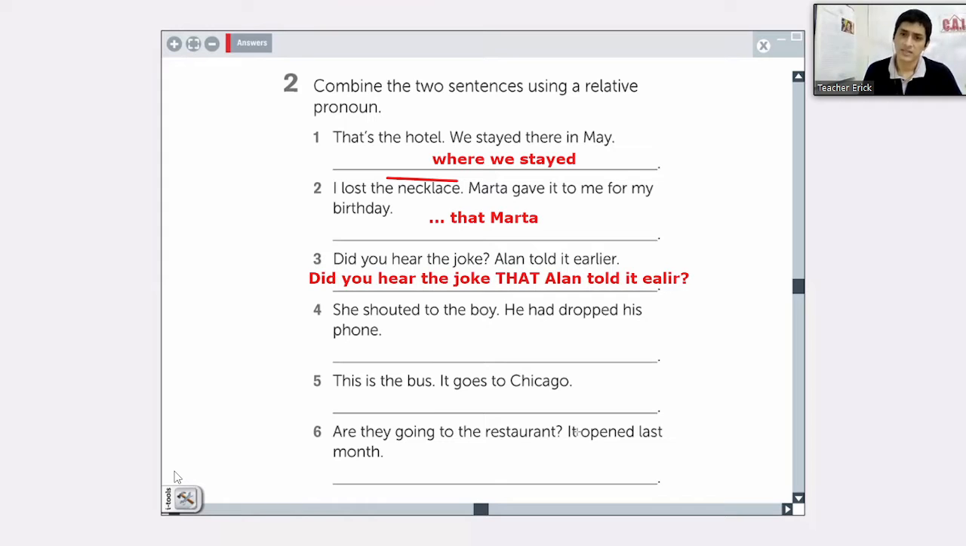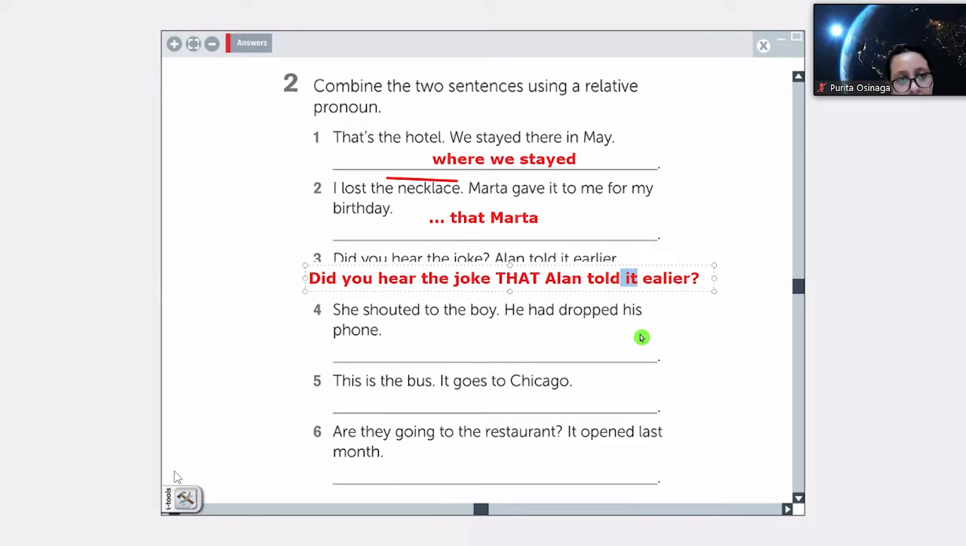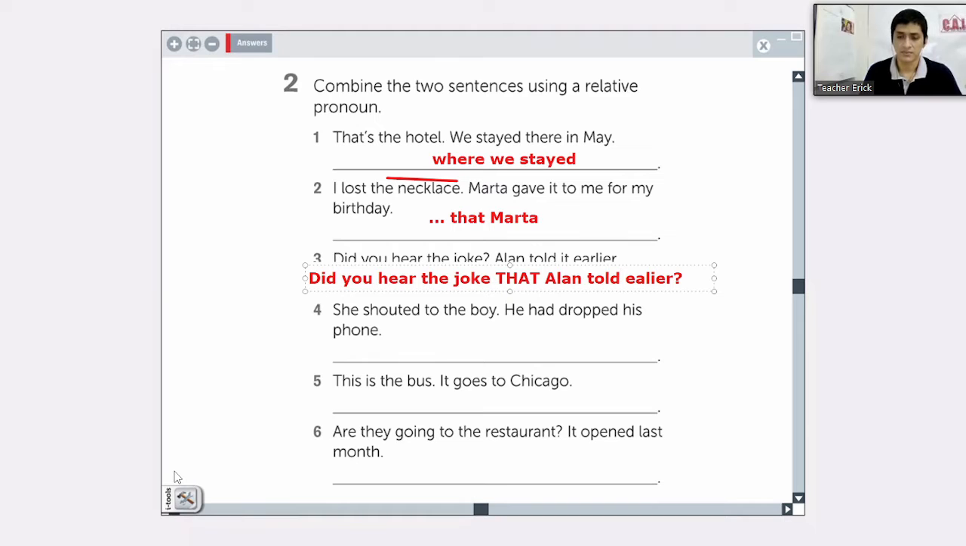That Alan told earlier, sorry. Are we going to use it or not? Not. Not, right? So yeah, maybe not. So that Alan told earlier because yeah, it sounds more natural, not to repeat this one, we use that, okay? Number 4, she shouted to the boy.